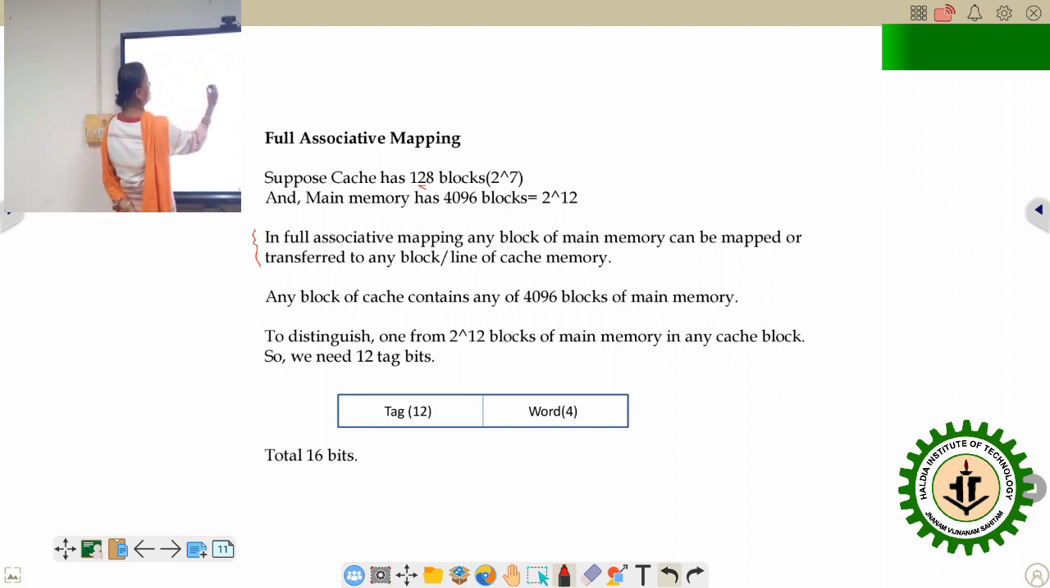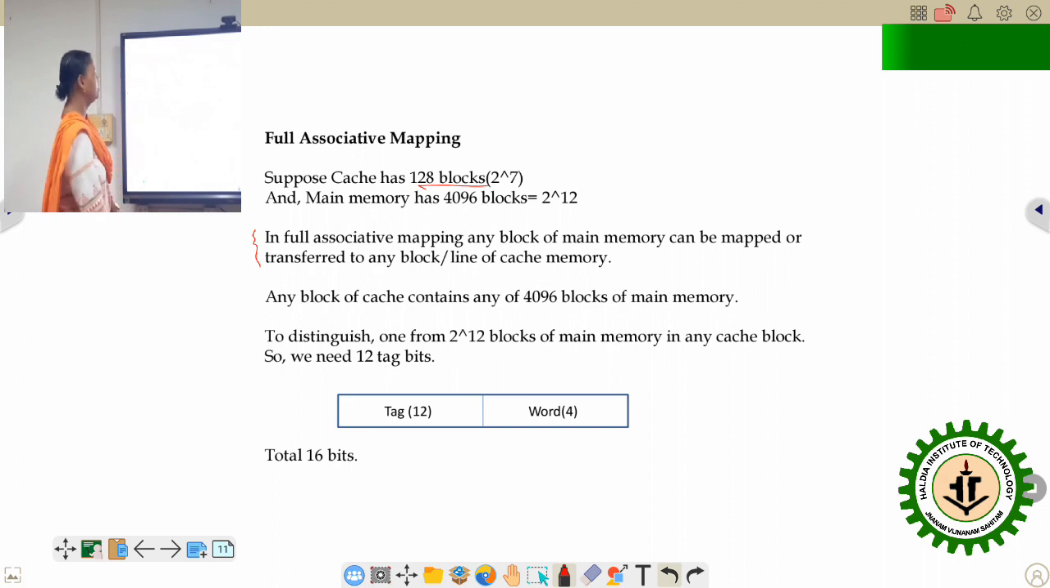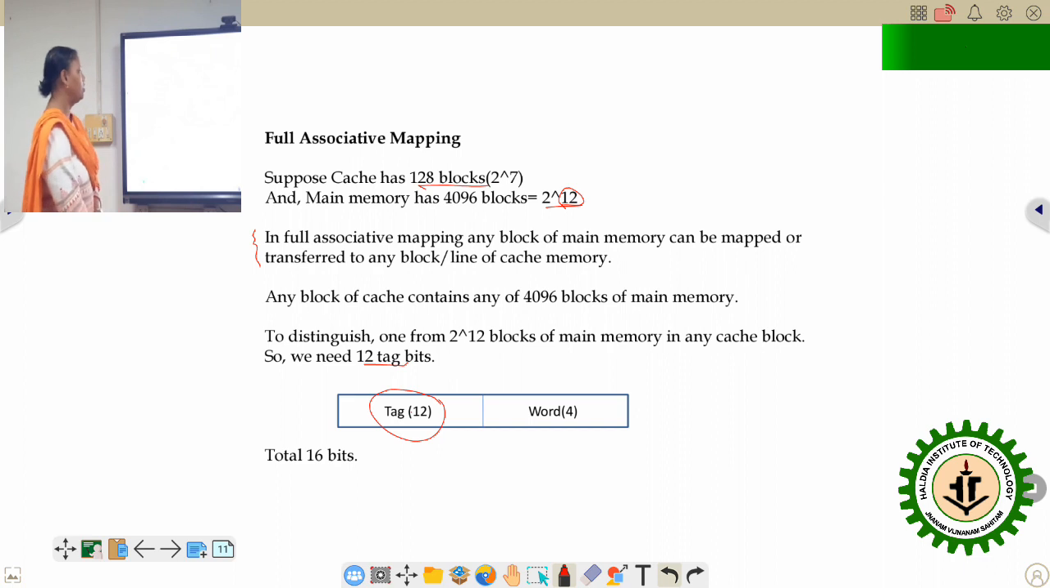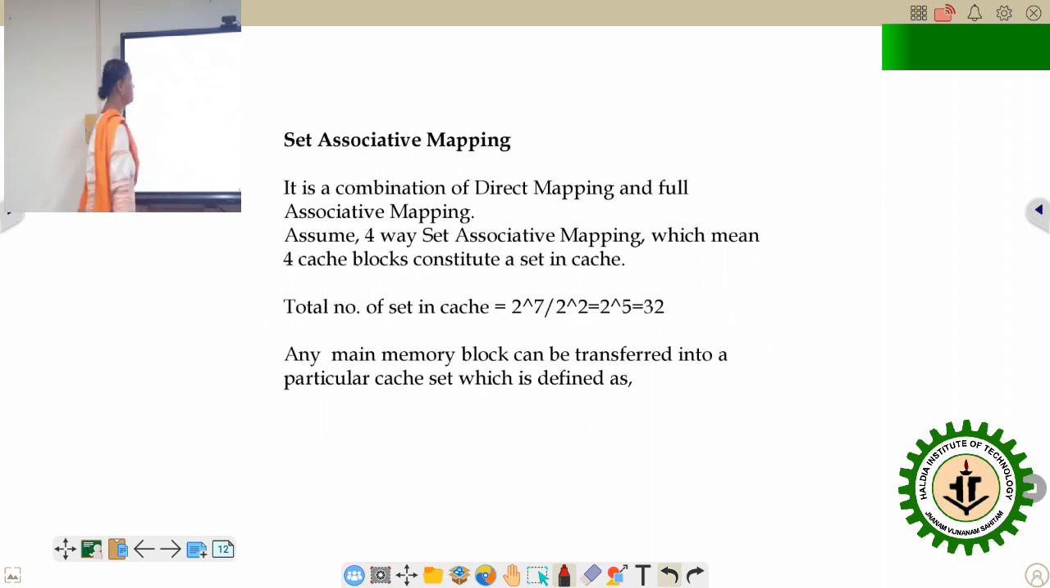So the cache has 128 blocks, 2 to the power 7 blocks, and main memory has 2 to the power 12, that is 4096 blocks. So any block of the cache can contain any of the 4096 blocks. So here the block field is not required. That's why the tag value is fixed at 12. And what other size is to be fixed? That is the number of data memory locations present in a cache block, 2 to the power 4, that is 16.